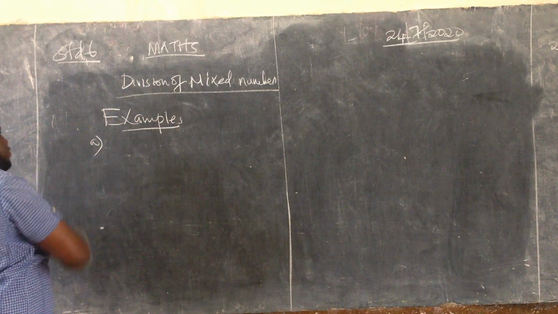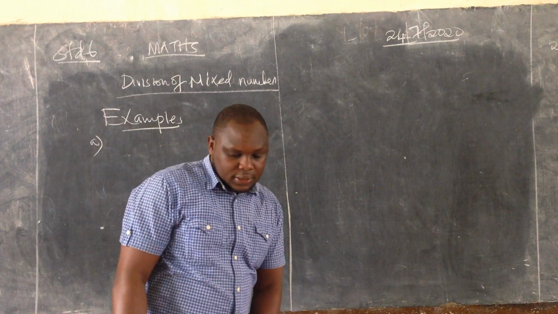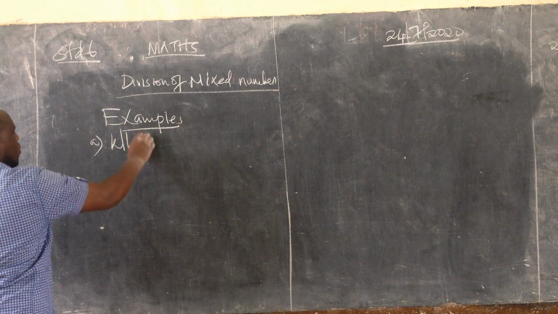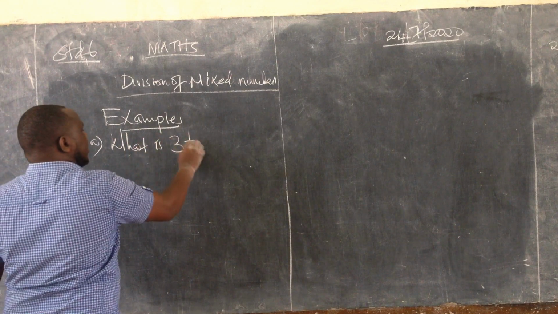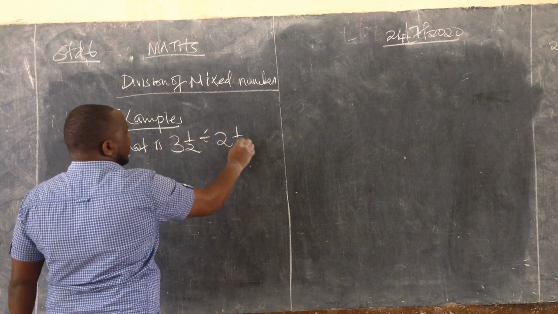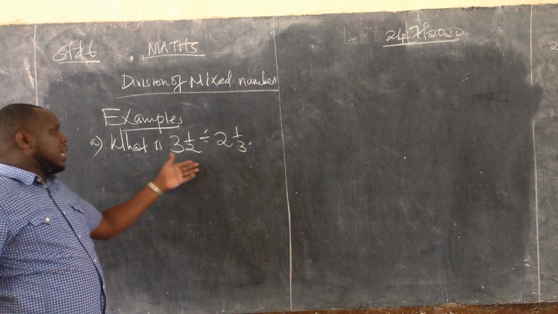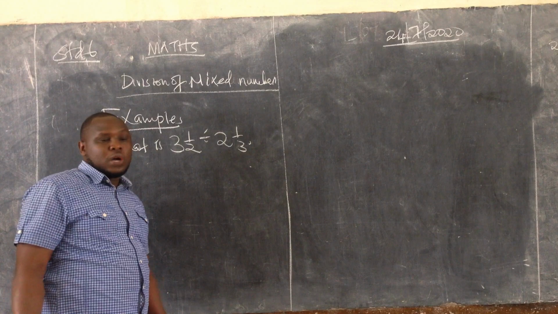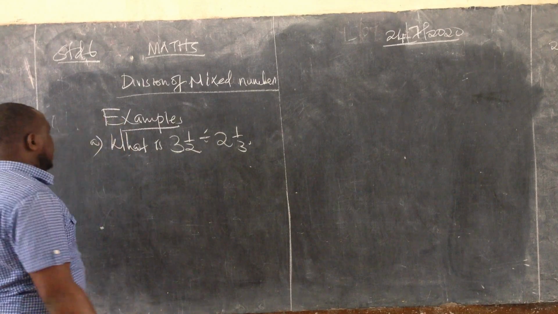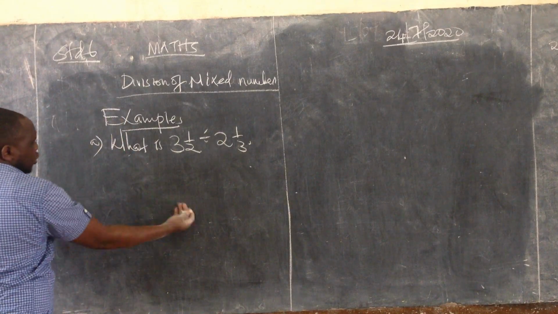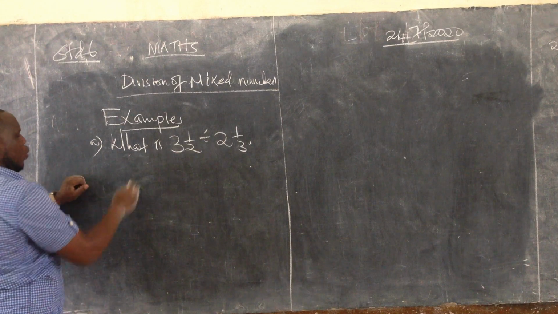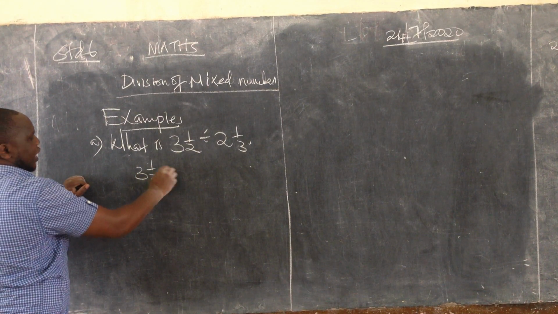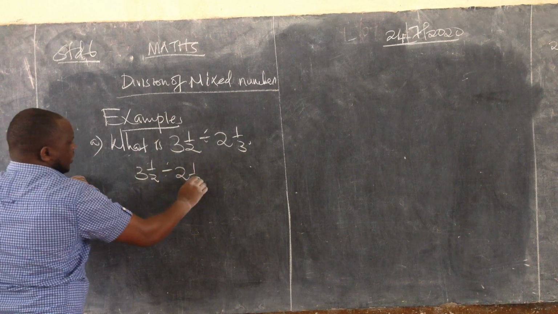Example A: What is 3½ divided by 2⅓? So if you realize, the first part is a mixed number and the second part is also a mixed number. And so, if you want to do this, Lana, we will take 3½ divided by 2⅓. Change them.